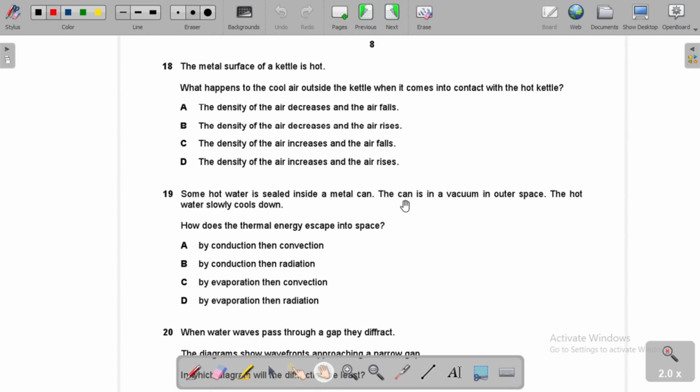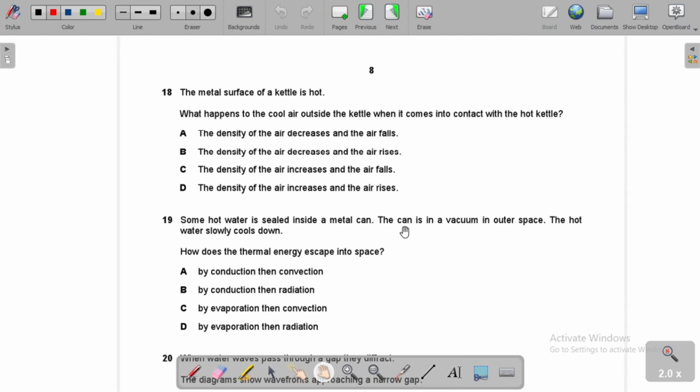That's number 18. The metal surface of a kettle is hot. What happens to the cool air outside the kettle when it comes into contact with the hot kettle? Now, when it comes in contact with the hot kettle, the temperature of the air increases. And when the temperature of air increases, the volume also increases. Remember that density is mass divided by volume. When the volume of the air increases, then it becomes less dense.